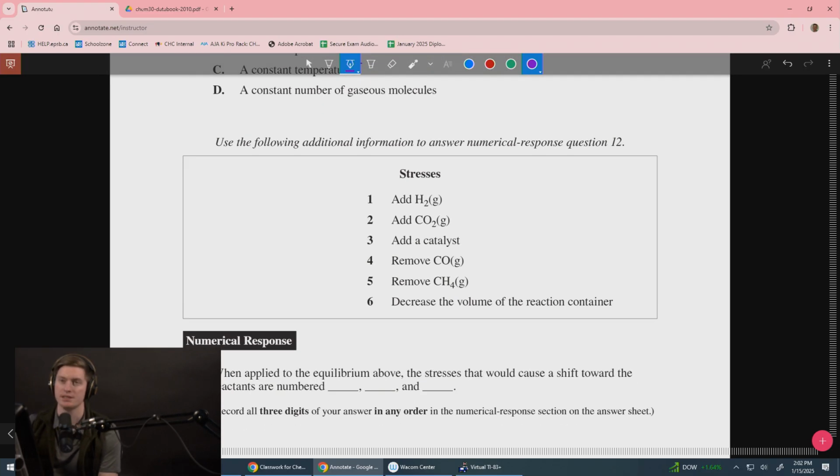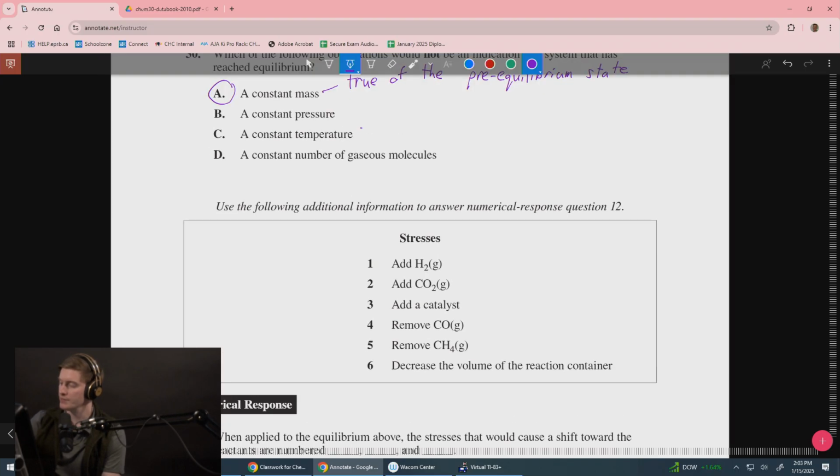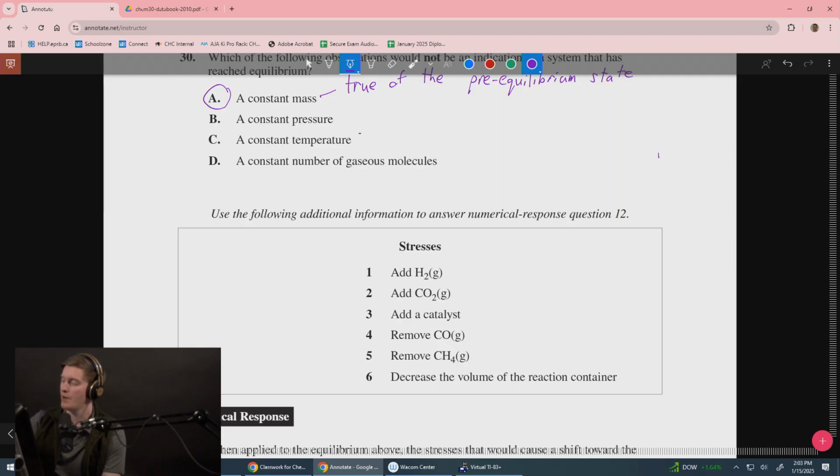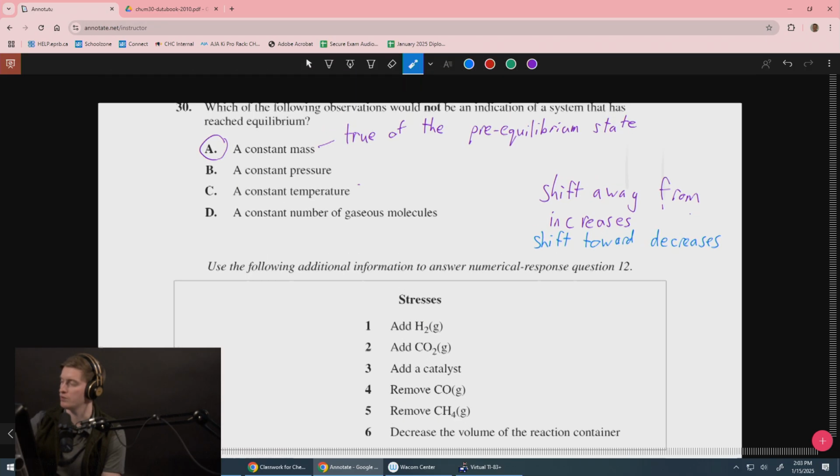Here's a bunch of different stresses that could be applied to the system. And the question says, when applied at the equilibrium above, the stresses that would cause a shift toward the reactants are numbered what? Okay, this is Le Chatelier's principle. And how I usually go about Le Chatelier's principle is that we are going to shift away from increases, and we are going to shift toward decreases in order to reestablish equilibrium.